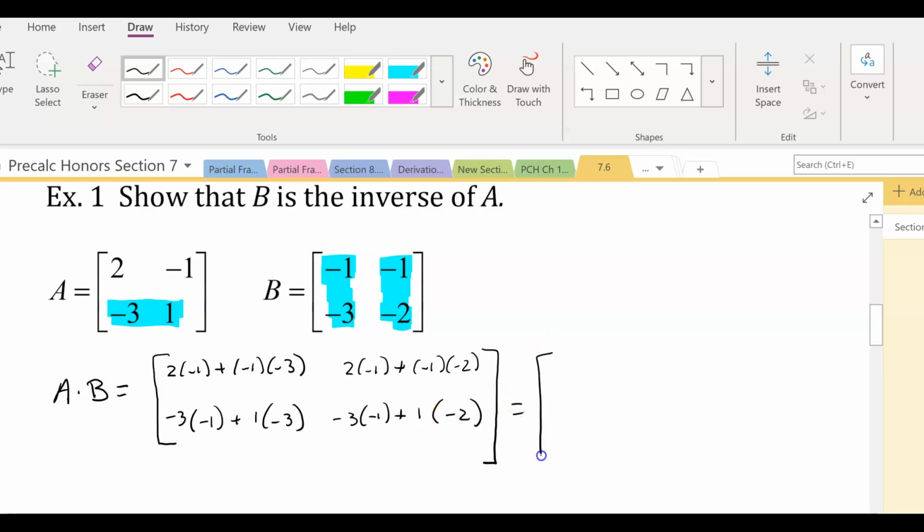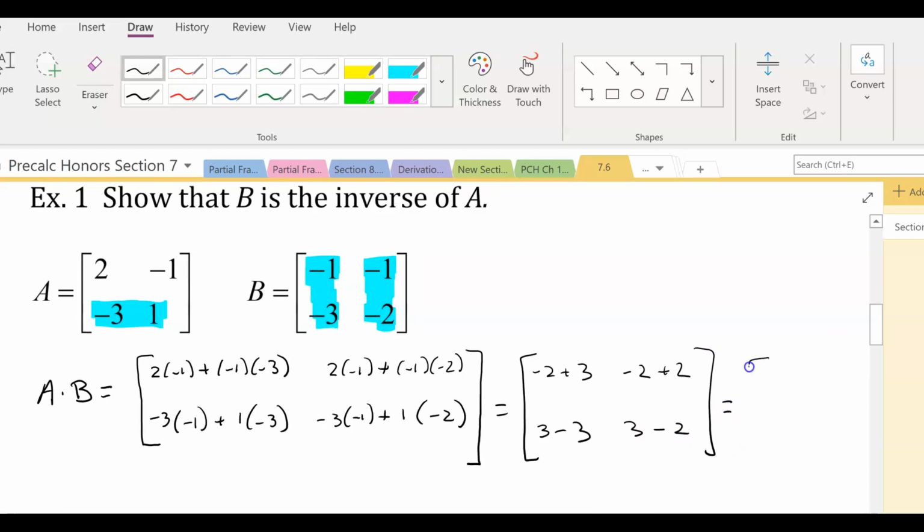Let's figure out what we have here. This is negative 2 plus 3, and negative 2 plus 2. This is going to be 3 minus 3, and then 3 minus 2. Then we'll simplify, and we get 1, 0, 0, 1. So we ended up with an identity matrix.